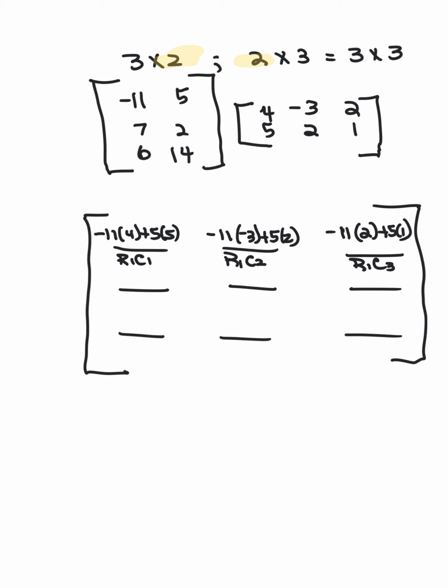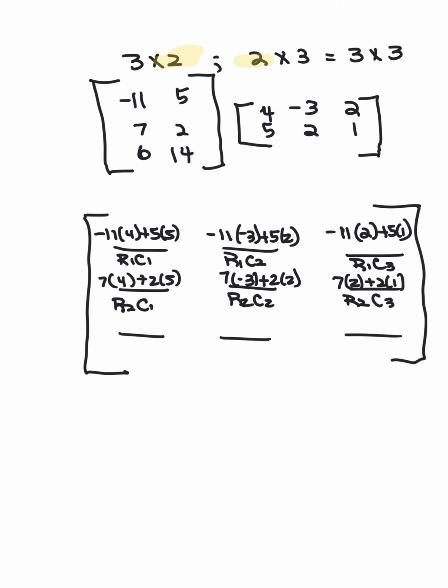And then in my second row, this is going to be the entry for row 2, column 1. So I'm going to take row 2, which is 7, 2, times column 1. So I'm going to have 7 times 4 plus 2 times 5. This is row 2, column 2. I'm going to have 7 times negative 3 plus 2 times 2. And this is row 2, column 3. So I multiply row 2 times column 3, which is 7 times 2 plus 2 times 1.